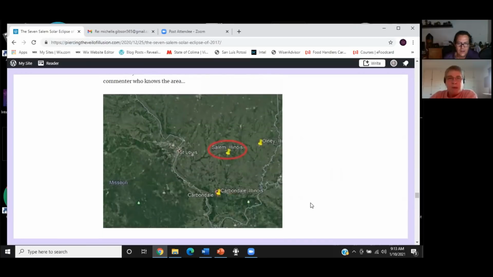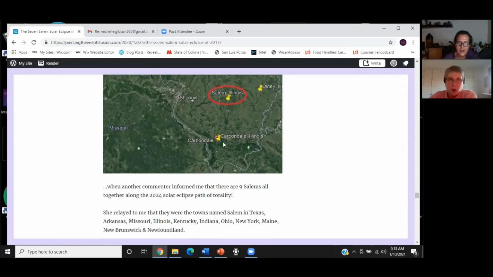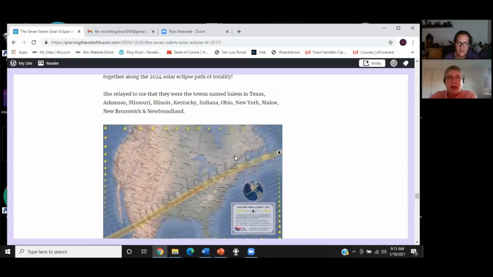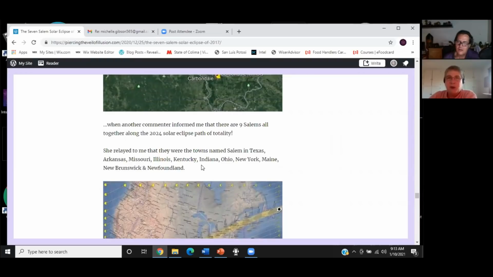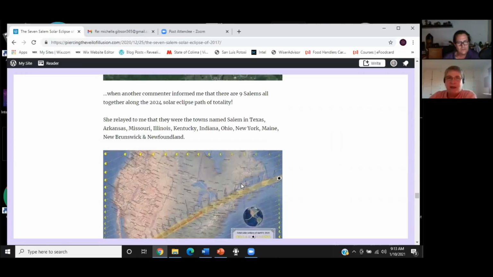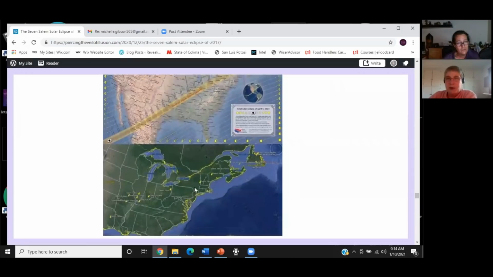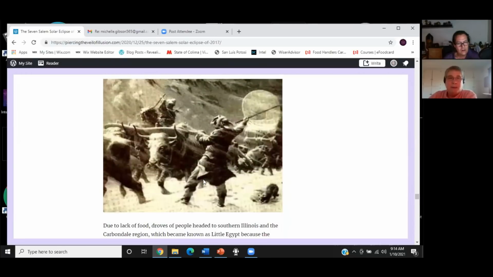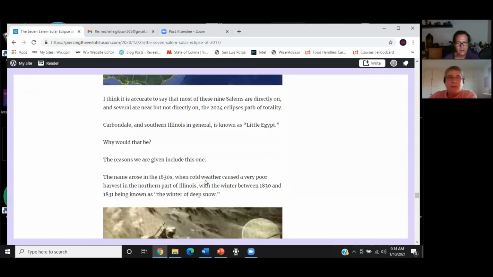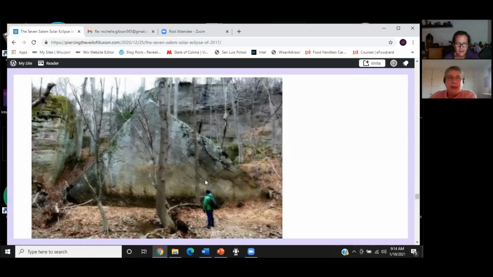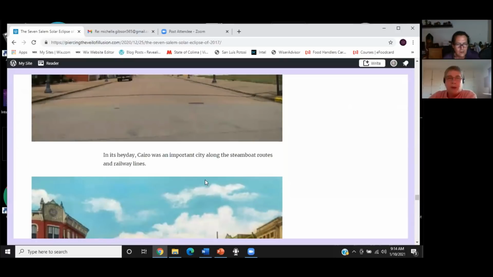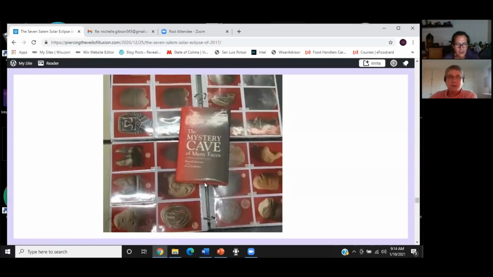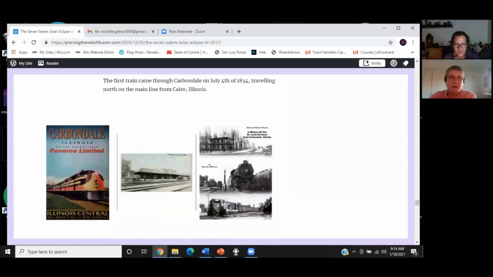Okay, so this is where the two paths will cross, or the second path will cross the same place. And then another commenter told me that there were 9 Salems on the 2024 solar eclipse path. So 7 Salems in 2017, 9 Salems in 2024. Wow. And the place where that actually crossed over. Yeah, where that cross was.